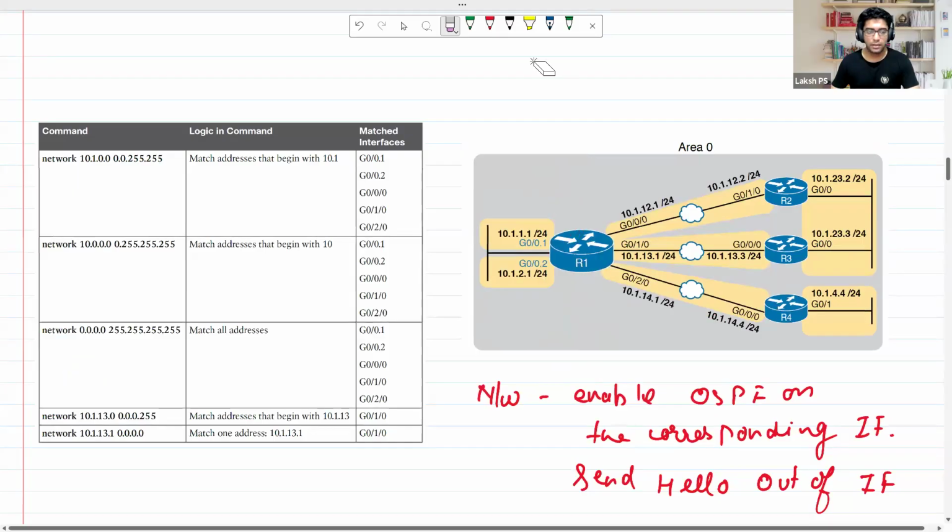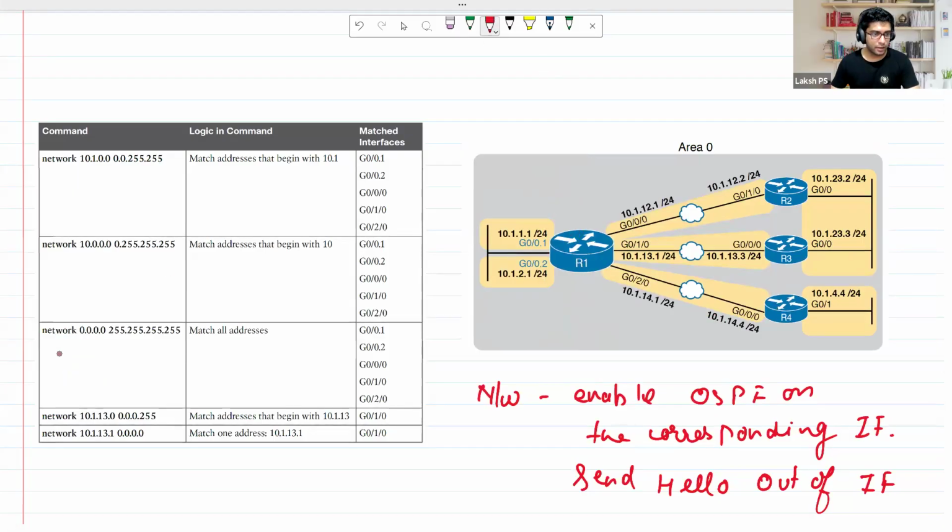The next is 10.1.13.0 and the wildcard mask 0.0.0.255. I'm just writing 255 as 2 in short. Wherever there is 0, note down that value 10.1.13.0 and ignore the rest. So here what OSPF is going to do, whichever interface has an IP address starting with 10.1.13, only on that interface OSPF will be enabled.